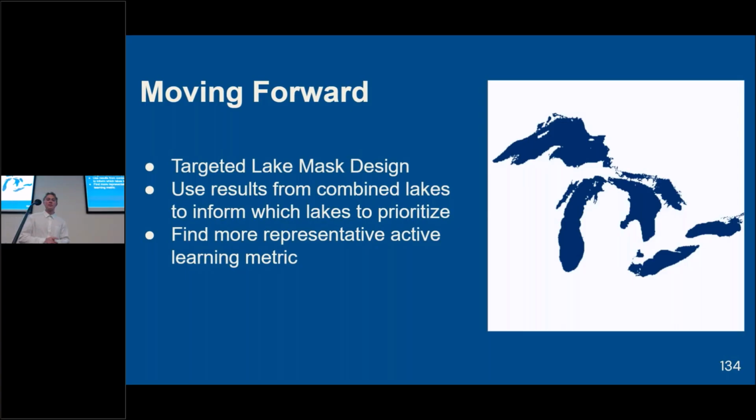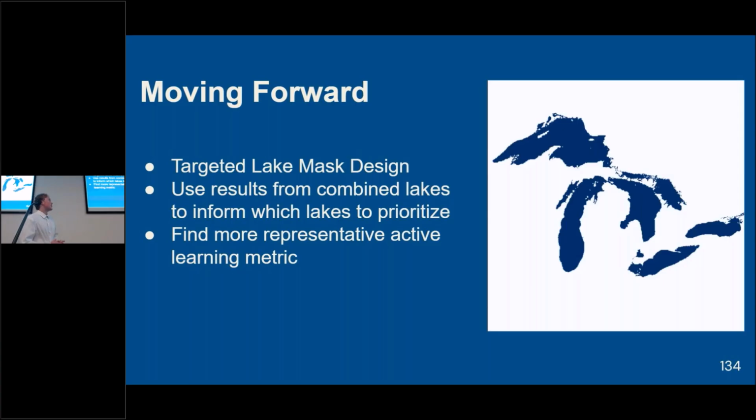Additionally, we're going to try and isolate each lake, and using the results that we have right now, we can hopefully prioritize lakes, because we know in pretty much every active learning run that I did, it was Lake Superior, Eastern Lake Ontario, and Lake Huron. So we're probably not going to need a new buoy in Lake Michigan or Lake Erie just yet.